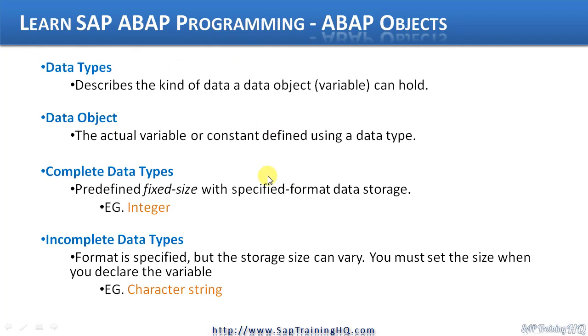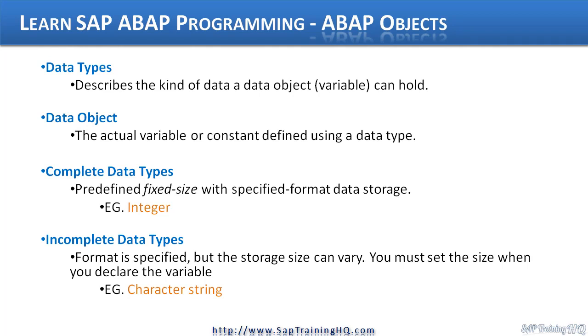And then when we talk about data types in general, in ABAP, in SAP, we really have two sets of data types. We have complete data types and incomplete data types. Complete data types have a predefined fixed size with a specified format. An example of this would be an integer, or maybe a float, or a string, and so on. So in ABAP, an integer is a fixed size, a float is a fixed size, so is a string. I think a string can go up to something like 2 gigabytes in size.